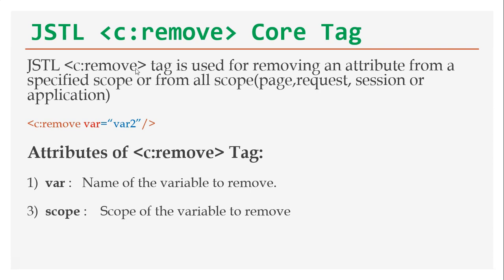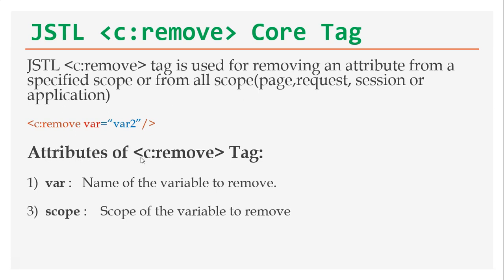Okay, so the JSTL c:remove tag is used for removing an attribute from a specified scope or from all scopes, like page, request, session, or application. The syntax to use the JSTL c:remove tag is like this: c:remove and then var, the mandatory attribute. What this c:remove tag will do is simply remove this attribute from the specified scope, whatever scope is there, that is either page, request, session, or application.